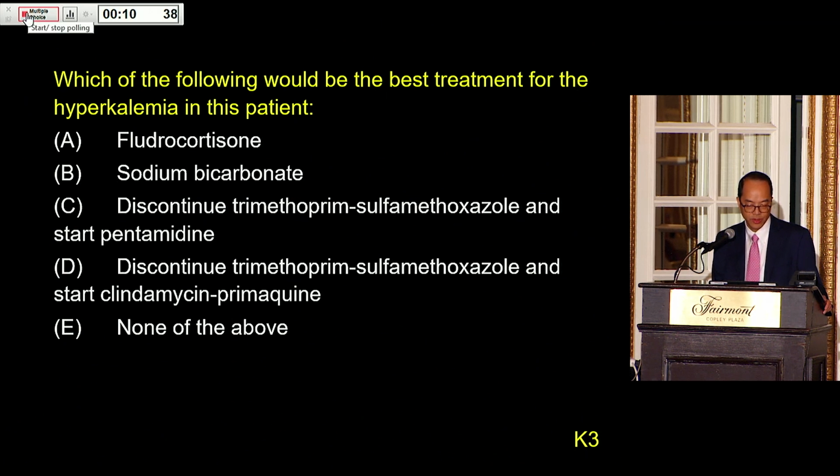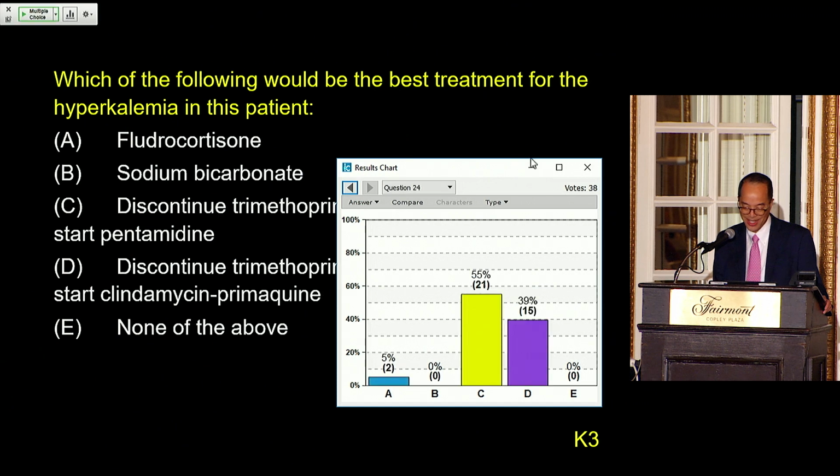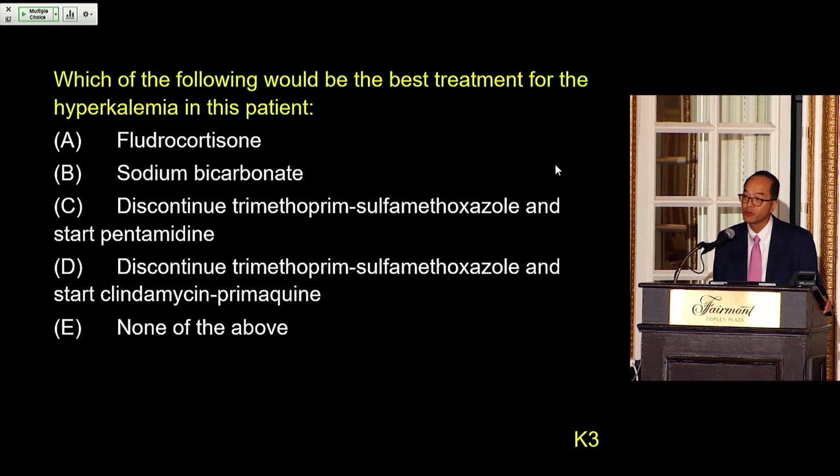Good, getting a good response now. All right, so most of you chose either C or D. So you're correct that you've got to stop the trimethoprim-sulfa. The trimethoprim moiety in Bactrim is a weak organic cation that inhibits the ENaC, the epithelial sodium channel. So it acts just like amiloride, like a potassium-sparing diuretic.